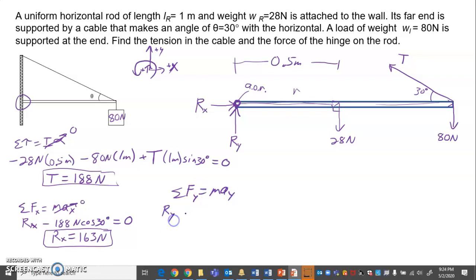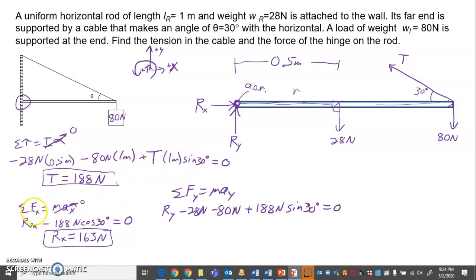We can then sum the forces in the y direction, set that equal to may. So we have Ry acting upward, minus 28 newtons, minus 80 newtons, plus 188 newtons, that's T, times the sine of 30 degrees. That's equal to 0. And remember, when I'm doing these three equations, when I sum the torques, it needs to be force times distance, force times distance, force times distance, and including the angle. Remember, these were sine of 90, which is equal to 1 for both of these. But it's torque, torque, and torque.